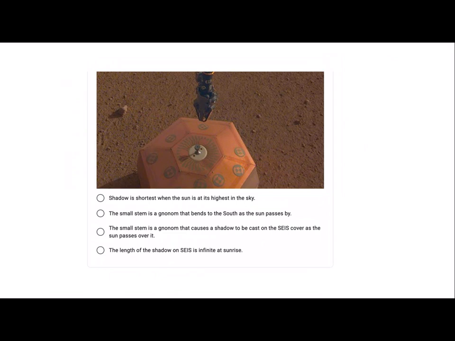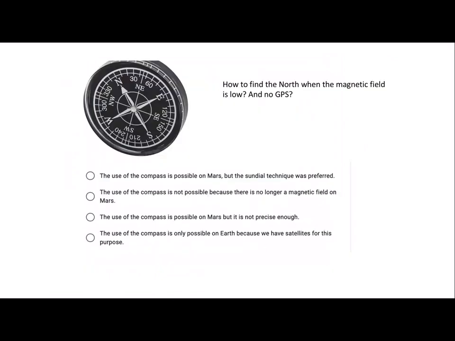That technique consists of monitoring the shadow created by the sun from a small stem, and from that determining where is the north. So the only statement that was wrong here is that the stem is not bending as the sun passes by the lander. Okay, and the reason why we use that method is because there is no longer a magnetic field on Mars.